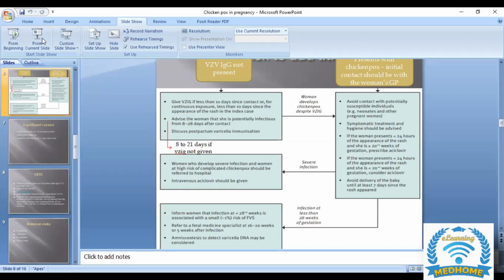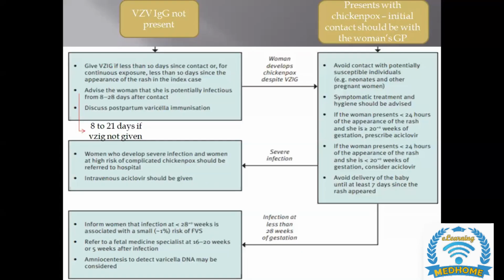Look at this table. If the patient gives a history that the contact was less than 10 days back, for example 3, 4 or 5 days back, then we will give her varicella zoster virus immunoglobulins, which will protect her from further infection. Give varicella zoster virus immunoglobulin if less than 10 days since contact, or for continuous exposure less than 10 days since the appearance of the rash in the index case.